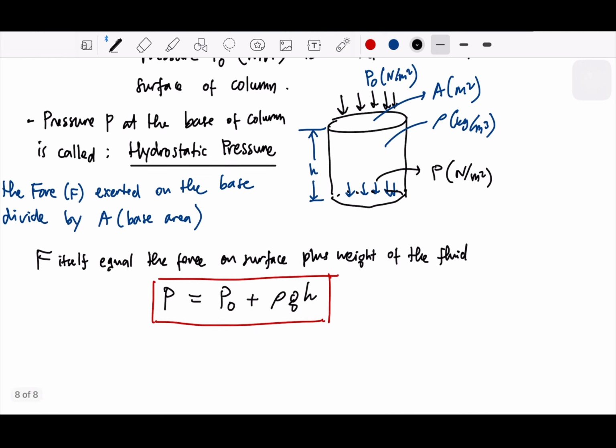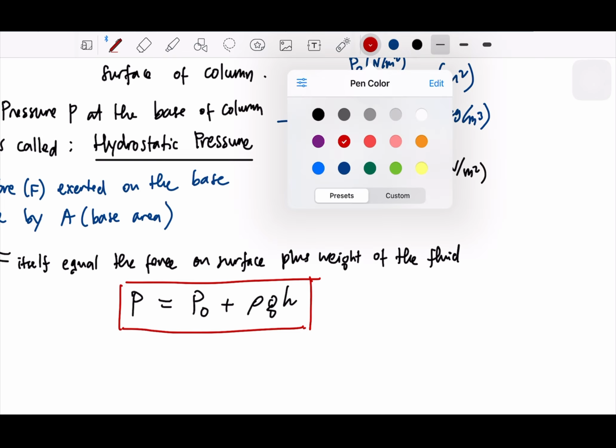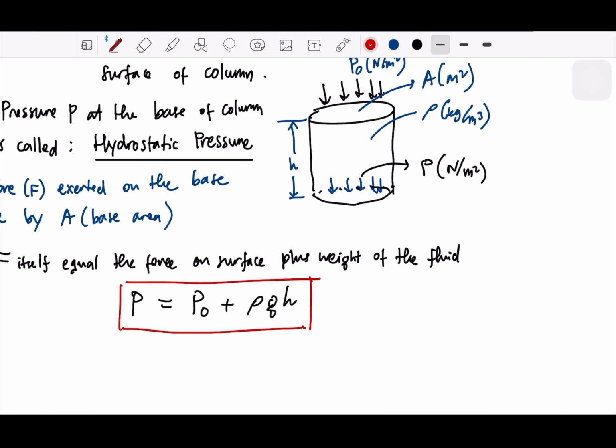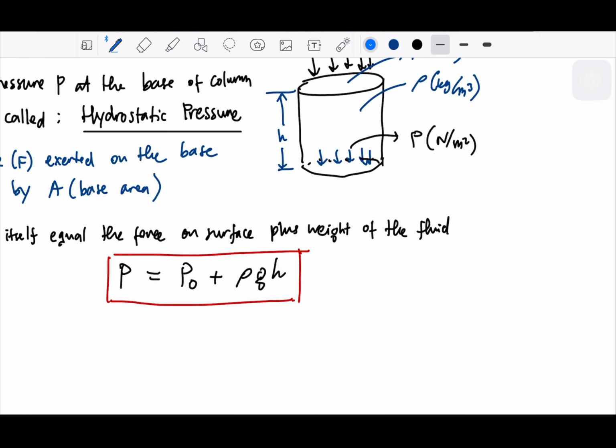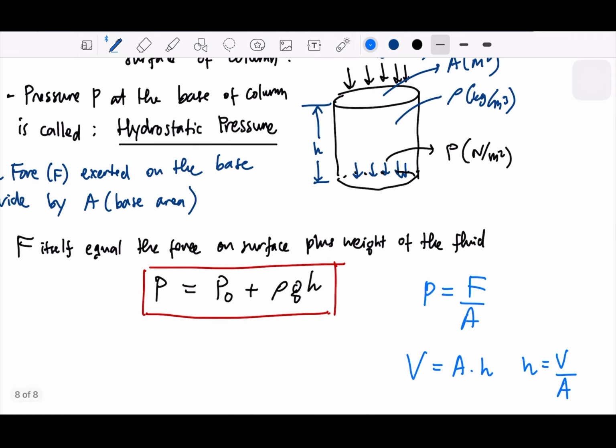So you can imagine this. If you want to tweak this formula, you can imagine this, okay? And also remember that in volume you have the area multiplied by h, right? So h is volume divided by area. If you try to tweak this, you will see you can actually get these formulations based on the force.